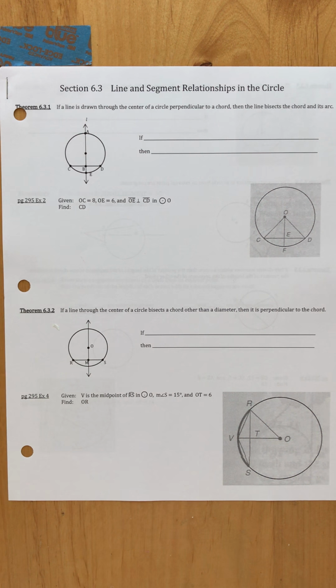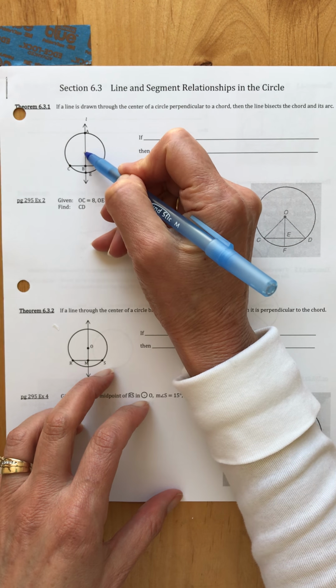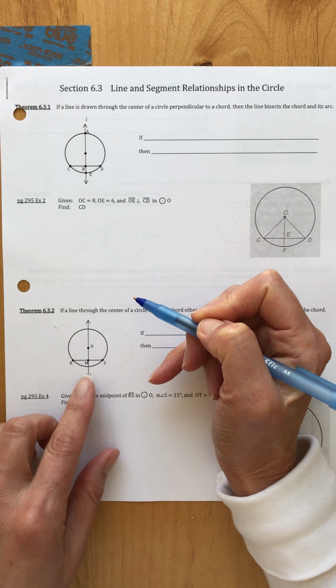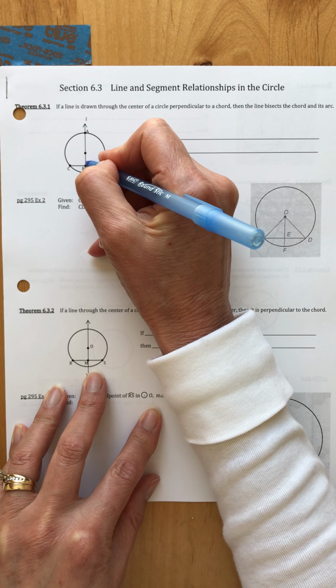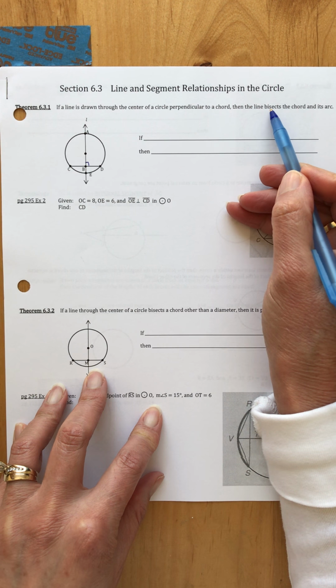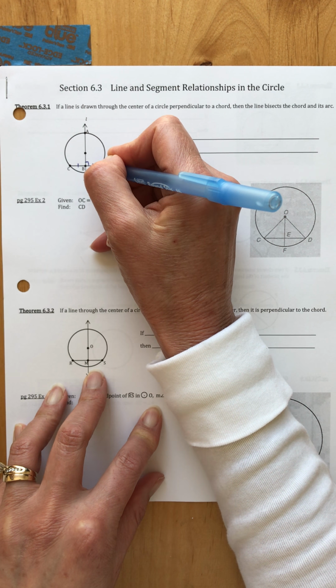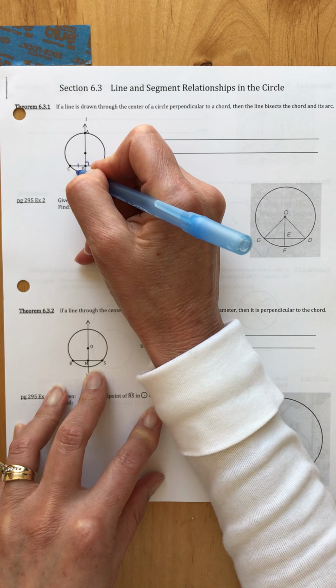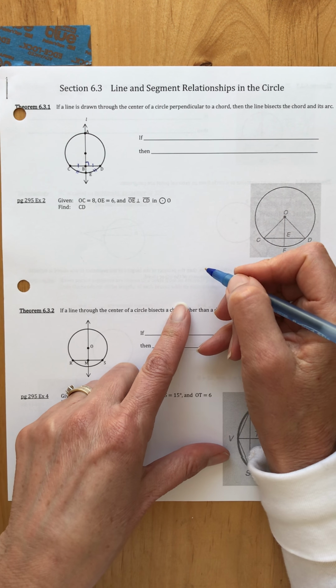Okay, this is section 6.3, page 1, and we're going to start off with a theorem that says if a line is drawn through the center of a circle, so here's our line going through the center of the circle, perpendicular to a chord, so it's perpendicular to this chord, let's go ahead and mark that, then what can we say? Then this line bisects the chord, so we'd be able to say that that is bisected, and its arc. So here too. Okay, let's go ahead and write it down.